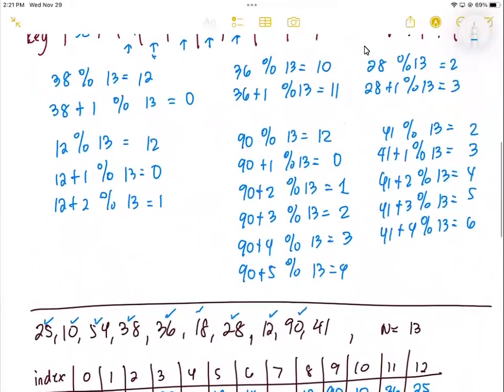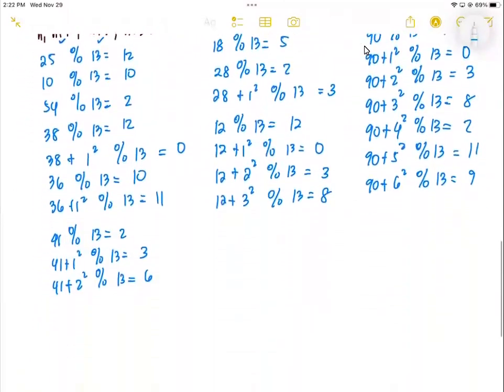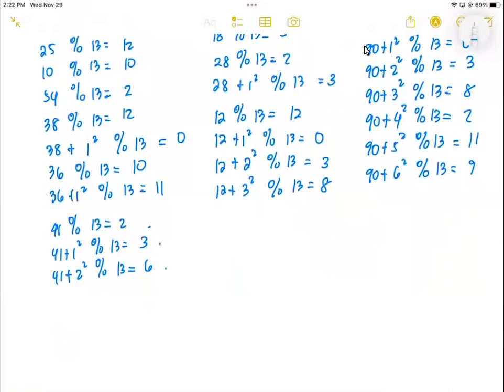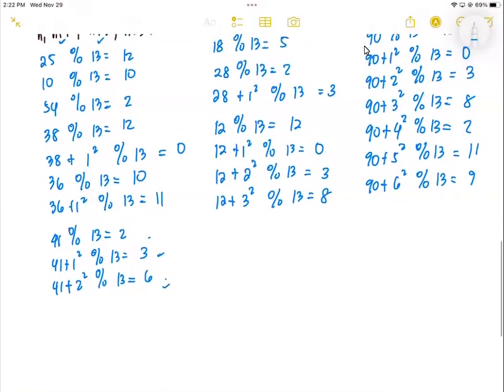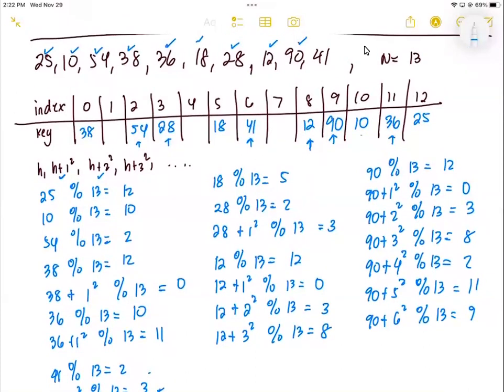If we look at the computation earlier for 41, there were a lot of computations, right? In here, we have quickly evaded those clusters, and we were able to quickly find some space for 41. Okay, and this is the final answer. 38 is in the zero bucket, 54 in the second, 28 in the third one, 18 in the fifth one, 41 in the sixth one, and then 12 in the eighth, and 90 in the ninth, then in the 10th bucket, 36 in the 11th bucket, and lastly 25 in the 12th bucket.